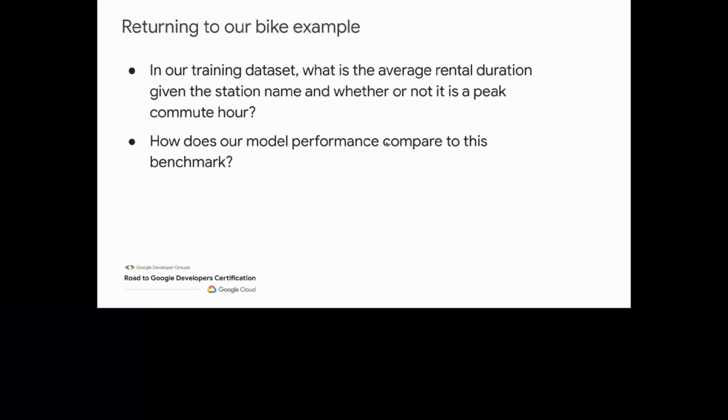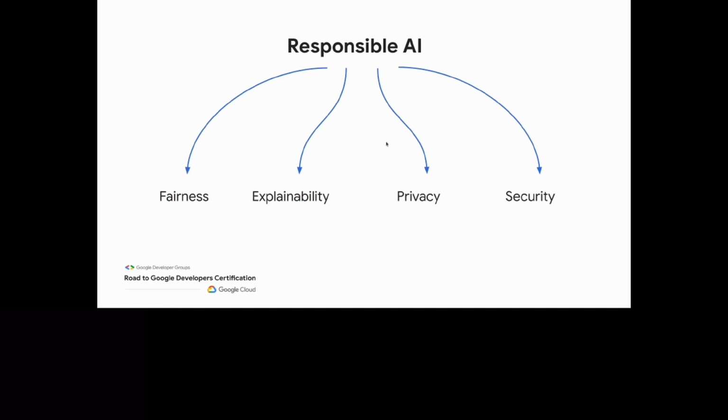Okay, returning to the bike example. I love this session. We are having so many questions. In our training data set, what is the average rental duration given the station name and whether or not it is a peak commute hour? And how does our model performance compare to this benchmark? So that was just a question.